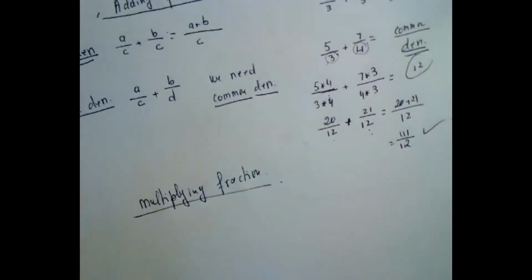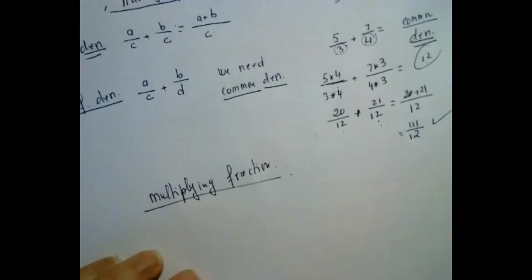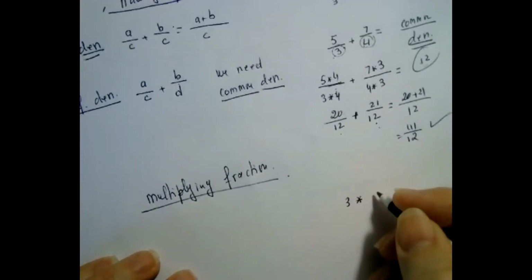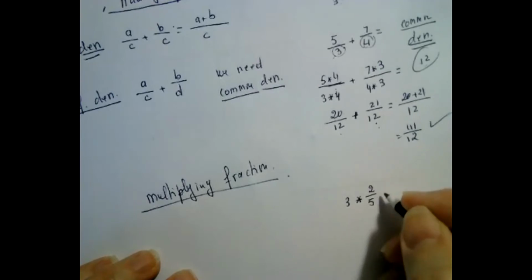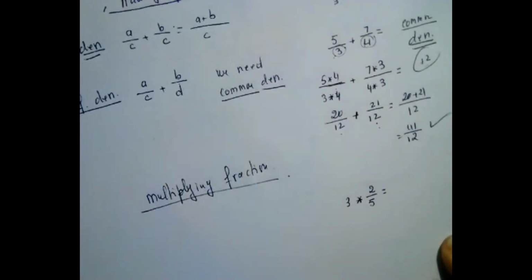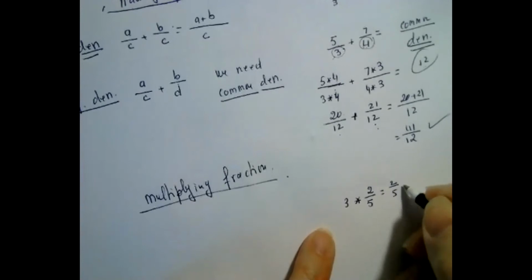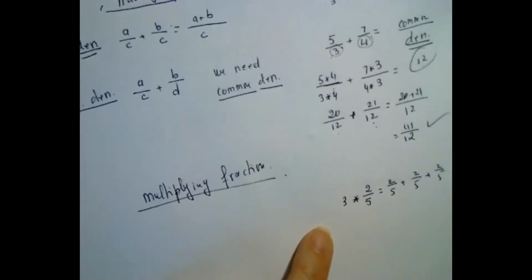Okay, so as I said, a quick review. How do you multiply fractions? All right. A simple scenario. Suppose I take 3, that's a number 3, times, let us say, 2/5. Okay, 3, just a number, not a fraction, times 2/5. Intuitively, this is 2/5 plus 2/5 plus 2/5. That's really what this is.